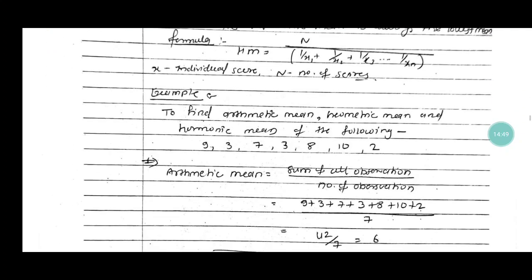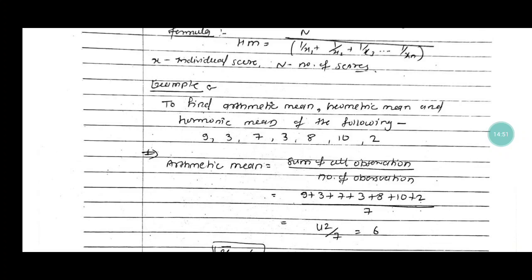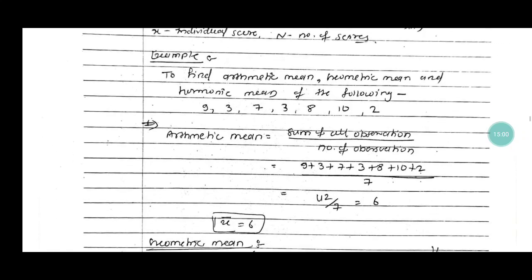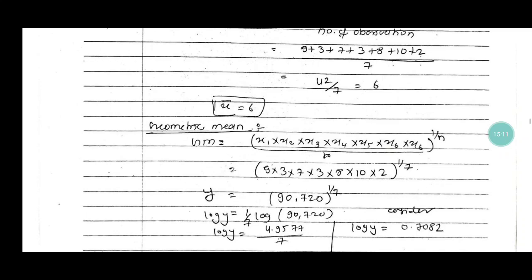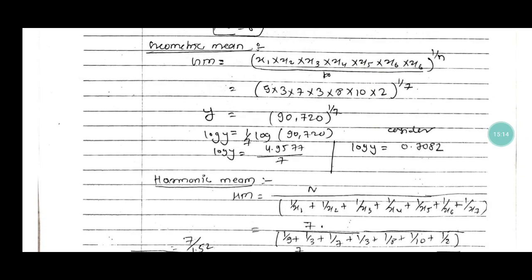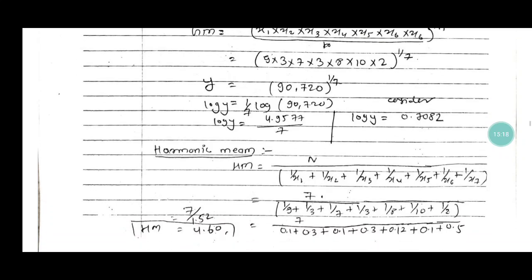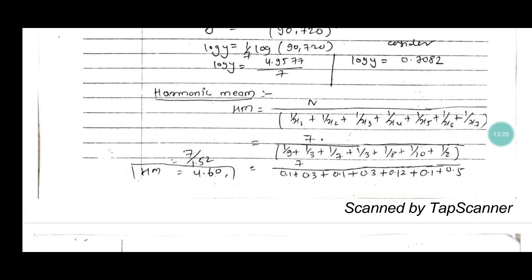And here are the examples for the arithmetic, geometric and harmonic mean for the following situations. This is the example for arithmetic, geometric and harmonic mean. So this is the arithmetic mean, the sum of all observations divided by the number of observations, and the geometric mean, and lastly the harmonic mean.